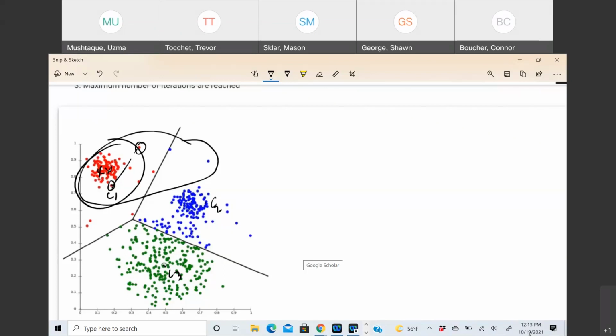And that sometimes is known as, what is that? Within cluster sum squares distance, or sometimes also termed as inertia. So in some ways, I'm trying to minimize this value, this inertia, so that I have the best possible clusters there.